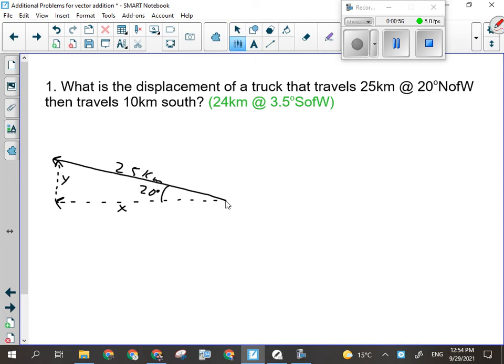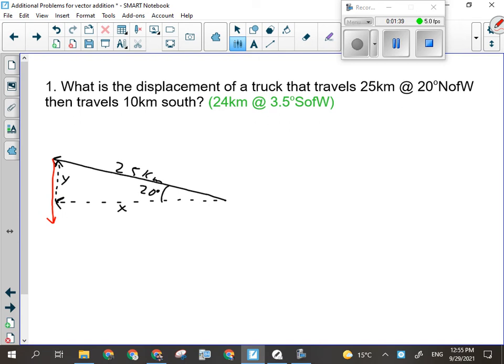Now my next vector is 10 kilometers south. Here's the tricky thing about that. Scale is important. 10 kilometers is less than half the length of that 25 kilometer line. But that 25 kilometer line is not angled very much. So this 10 kilometer vector is actually going to end up down below where I started. If we're just looking at scale here, that's less than half the length of my 25 kilometer line, I think you would agree. And that's just roughly to scale. I didn't bother measuring it.